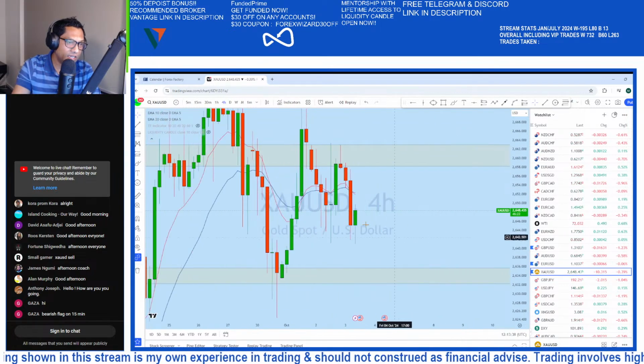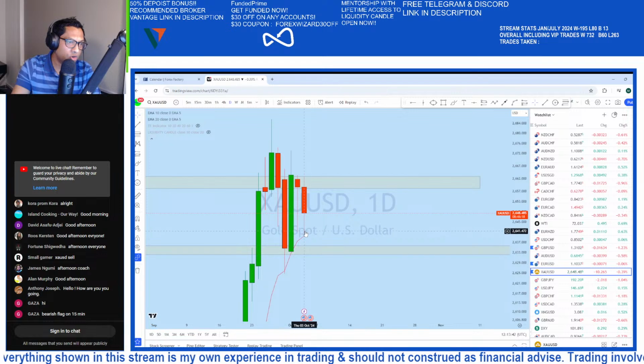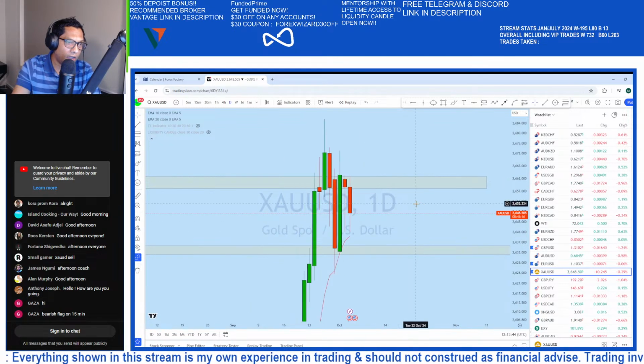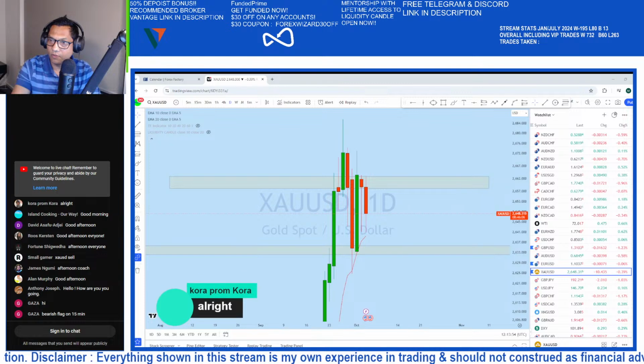If we look at the daily, there was an initial drop and pullback. I think we might see further potential downside before finally moving back to the upside. So I'll be doing further analysis, and in the meantime, thank you very much.